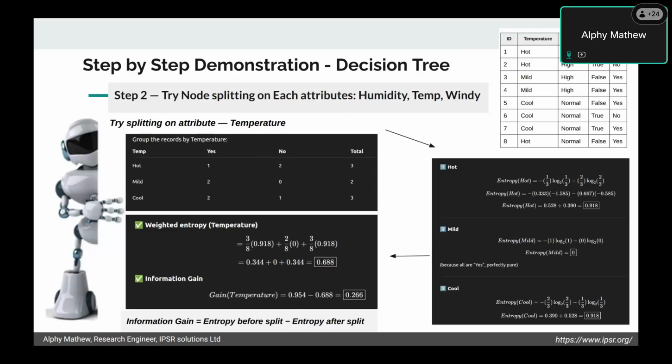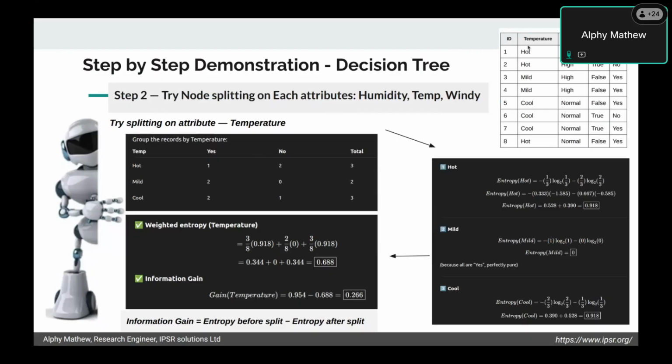We will find information gain for windy. And the one with the highest information gain will be the first node of our decision tree. That is our idea. It's a basic idea, and now I am going to explain the maths behind that. First we are going to try to split on the first attribute, temperature.